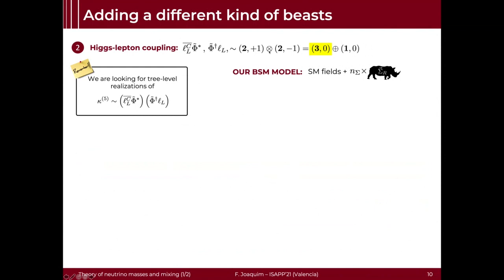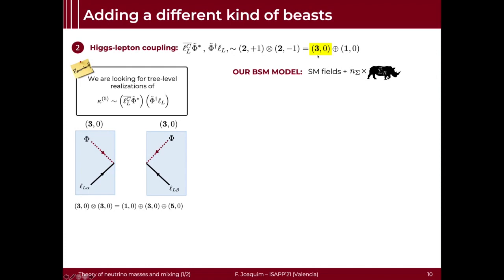But we have seen that there is another possible direction, which is to take advantage of the triplet contraction, okay? So remember, 2 plus 1 times 2 minus 1, this is SU2, this is hypercharge, gives 3, 0 plus 1, 0. So when we look at the 1, 0 case, we get the type 1 seesaw, because we need to add singlets, neutral fermion singlets. And now, for the case of the triplet, we will do the same exercise as before.